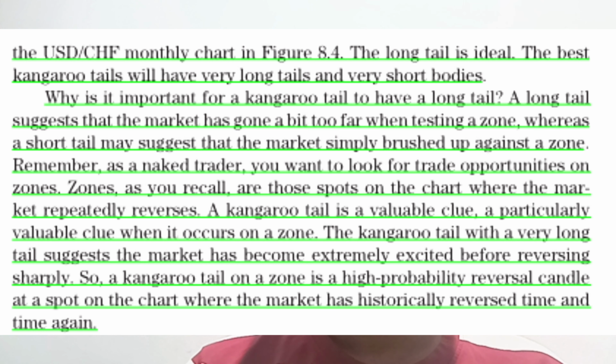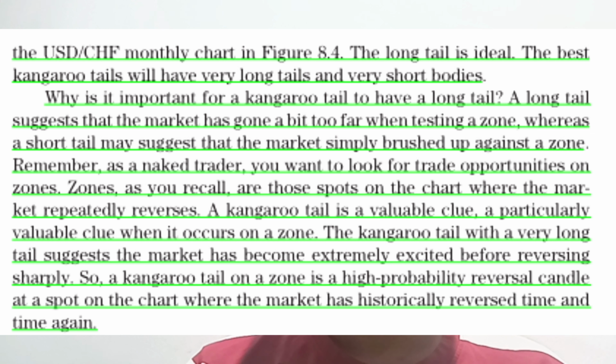Why is it important for a kangaroo tail to have a long tail? A long tail suggests that the market has gone a bit too far when testing a zone, whereas a short tail may suggest that the market simply brushed up against the zone.